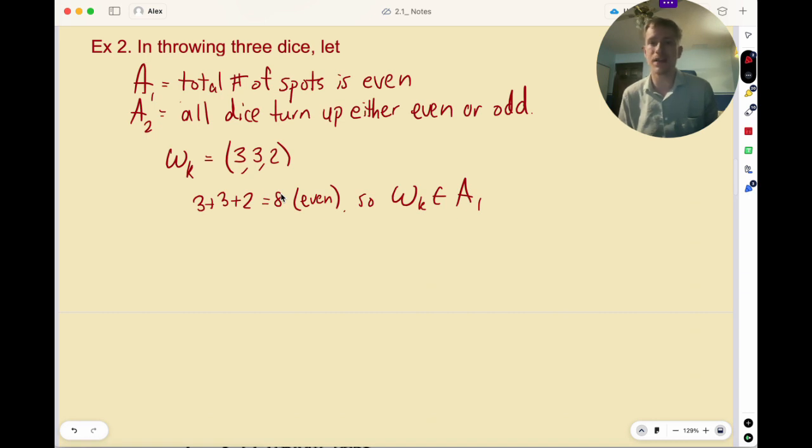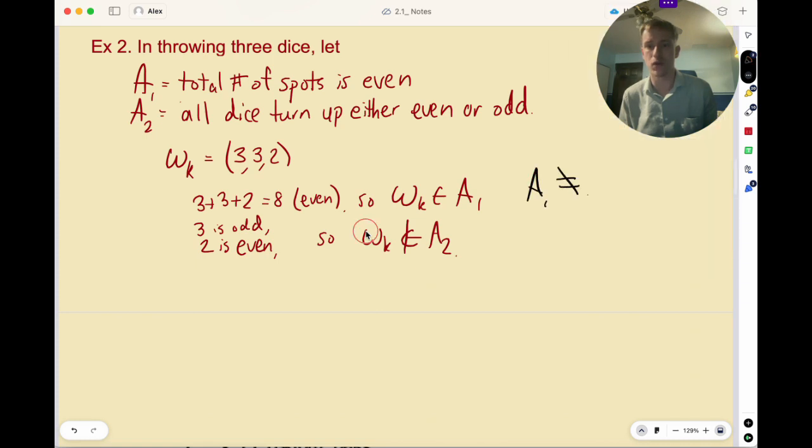But 3, 3, and 2 are different. They don't all turn up either even or odd, right? So 3 is odd, 2 is even. So we say that omega k is not an element of A2. Therefore A1 does not equal A2.